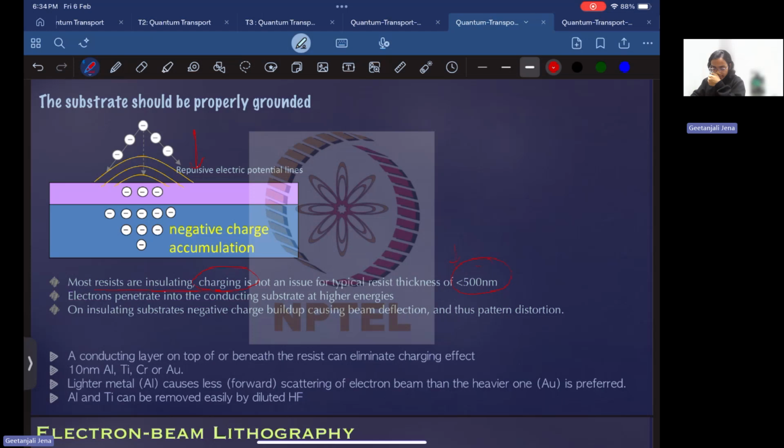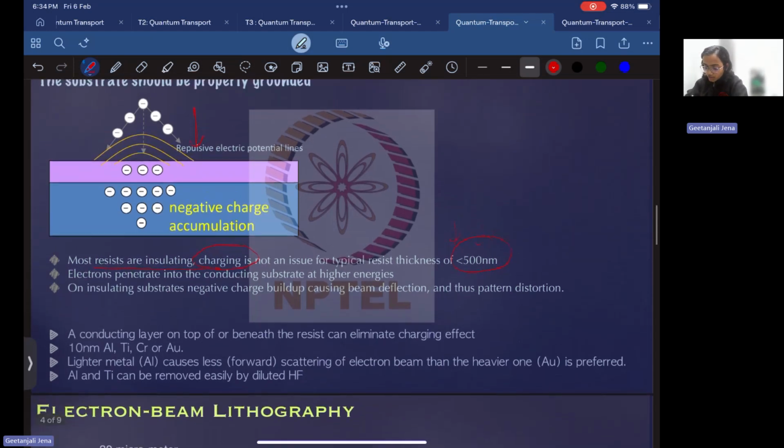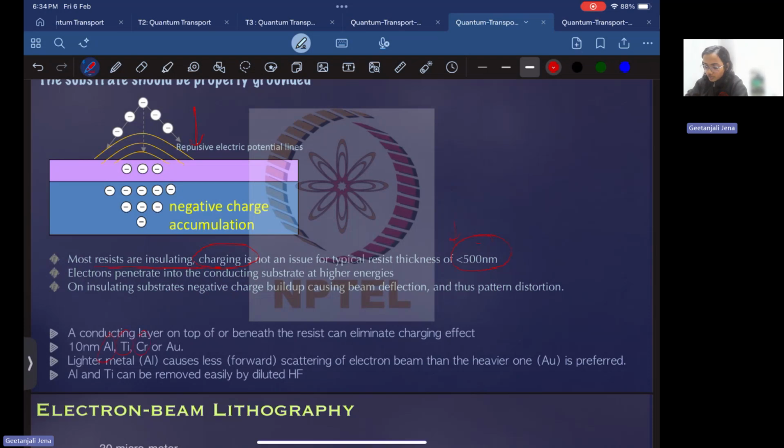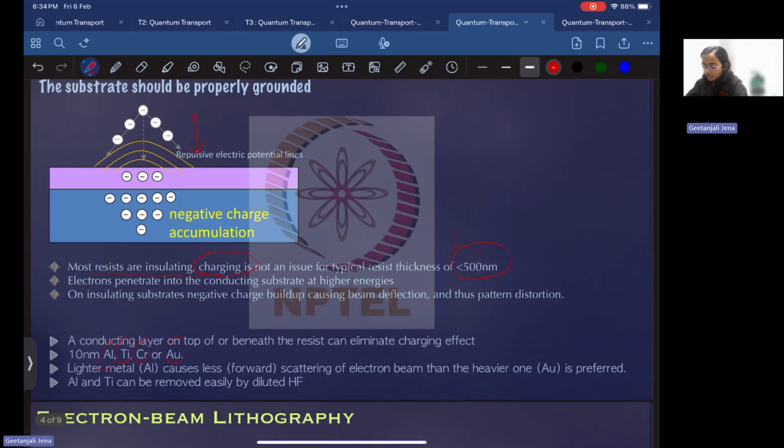And for this conducting layer, there are different types of metals that we can use. Maybe we can use aluminum, titanium, chromium, or gold. But for most cases, we use the lighter metal, because the forward scattering is quite less than with the heavier metal, which is gold. Also, these lighter metals, aluminum and titanium, we can easily remove by dipping the sample in diluted hydrofluoric acid.